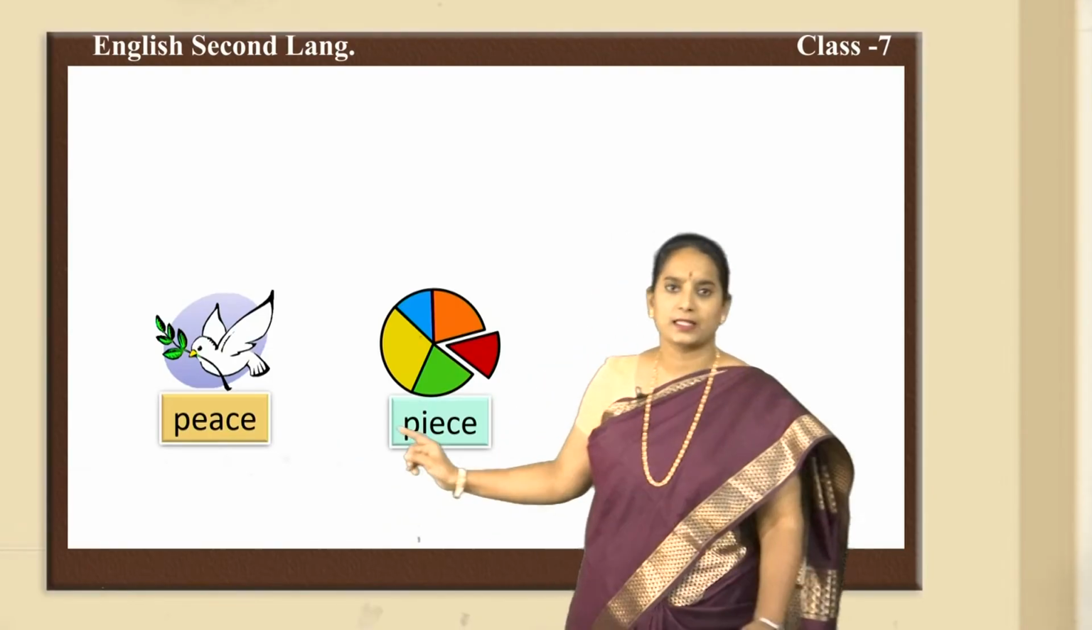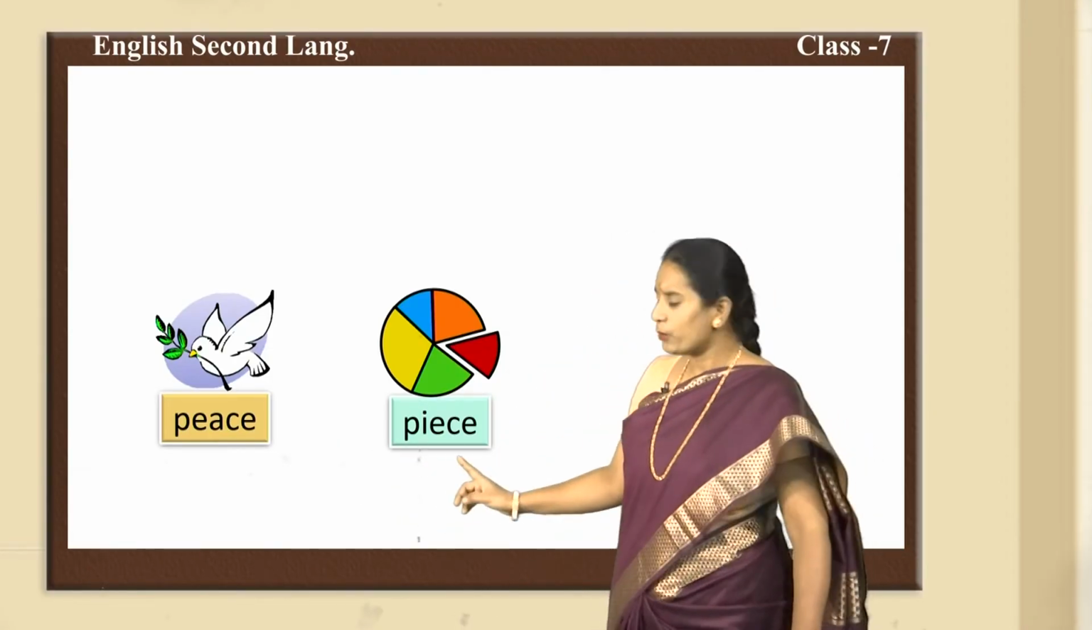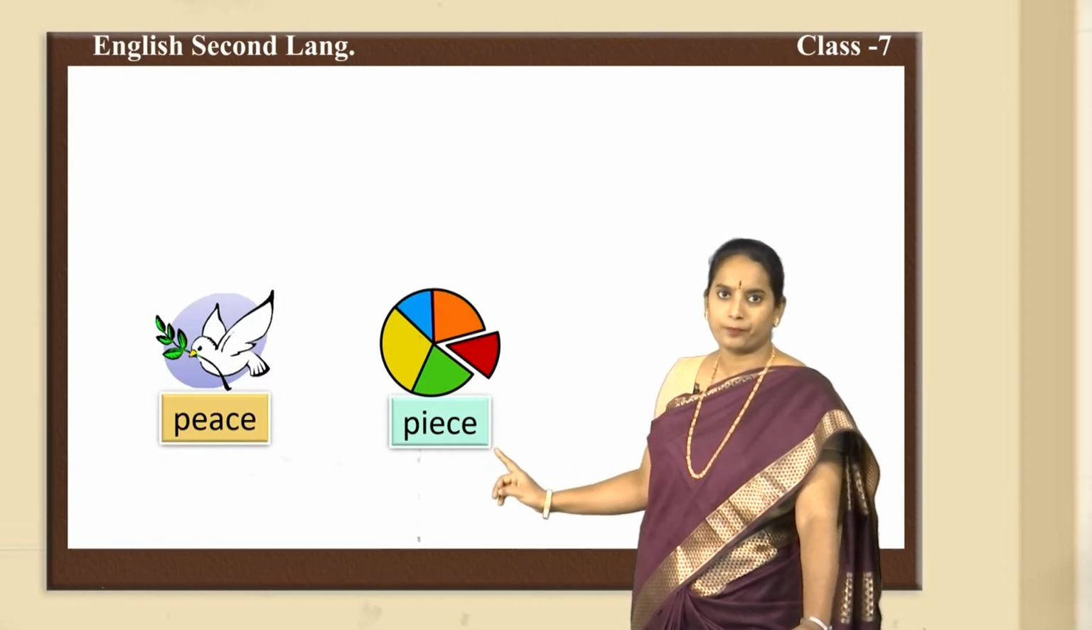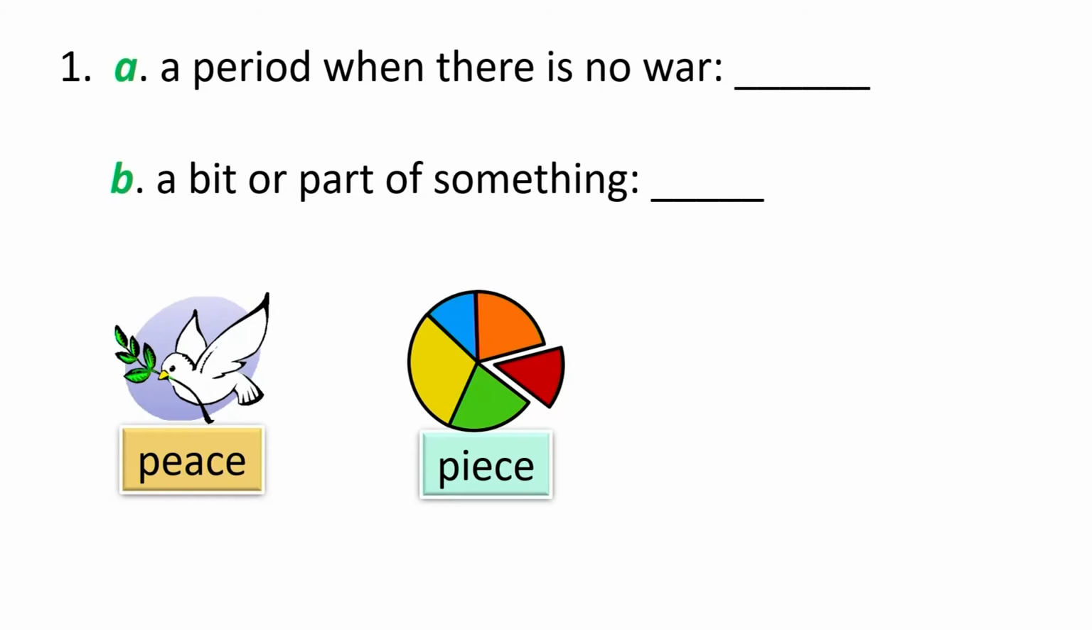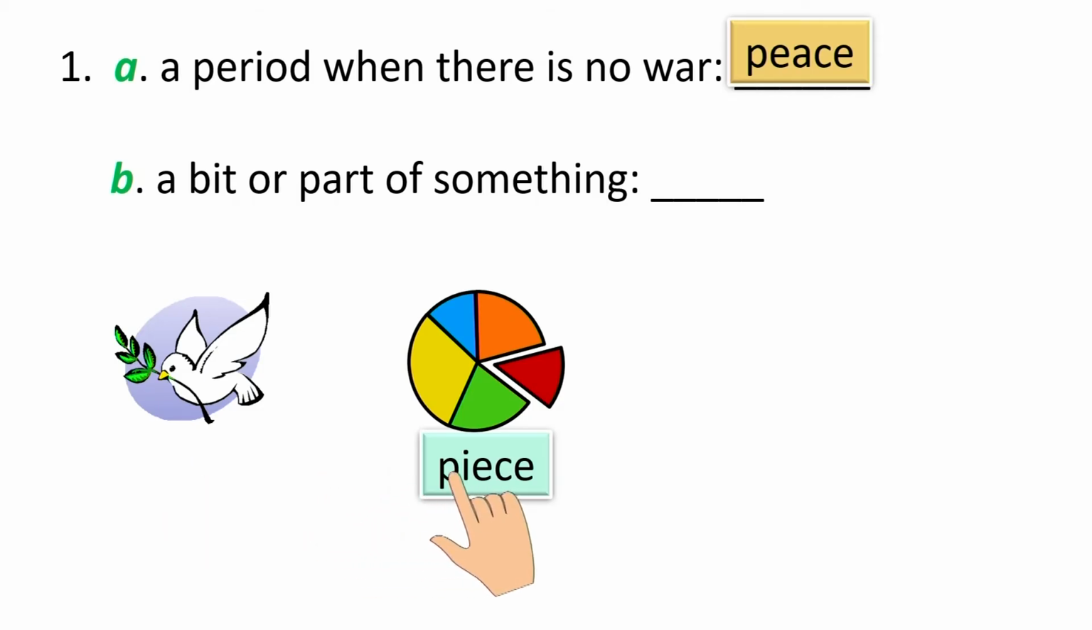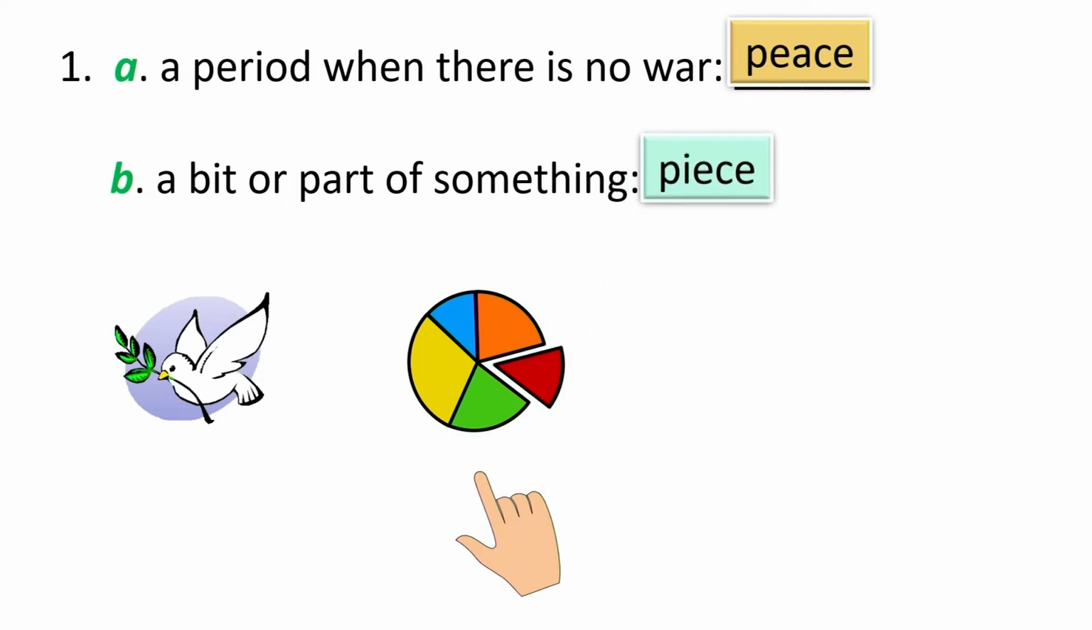P-E-A-C-E, peace. Andre eno? Samadhana. What about this peace? P-I-E-C-E, peace. Tundu athwa bhaga. First one, a period when there is no war. Which is the right answer? Yes, you are right, children. It is P-E-A-C-E, peace. B, a bit or part of something. The answer is, yes, it is P-I-E-C-E, peace. Very good, children.